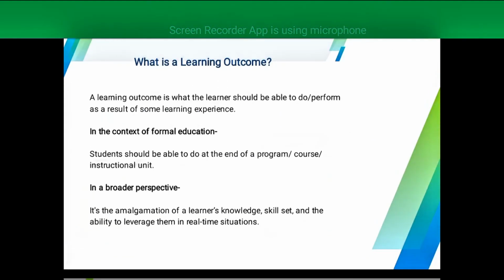A learning outcome is what the learner should be able to do, to perform, as a result of some learning experience. In the context of formal education, it is what students should be able to do at the end of a program, course or instructional unit. In a broader perspective, it is an amalgamation of a learner's knowledge, skill set, and the ability to leverage them in real time situations.